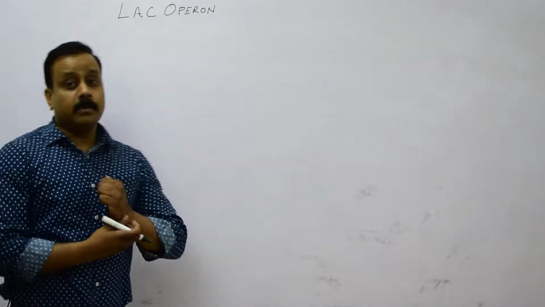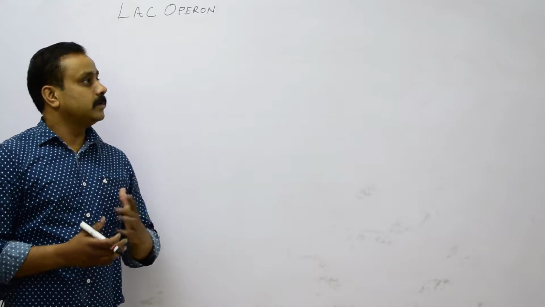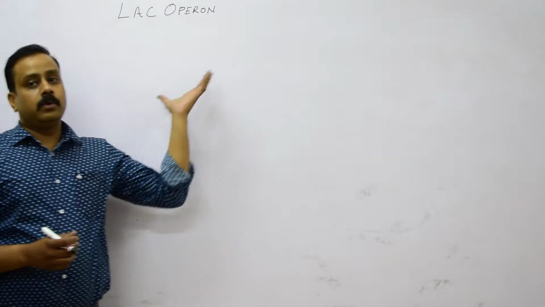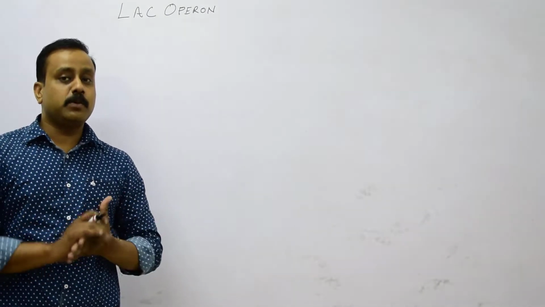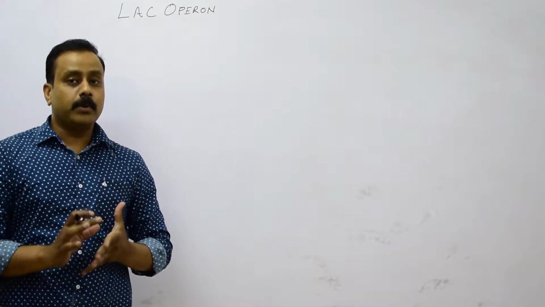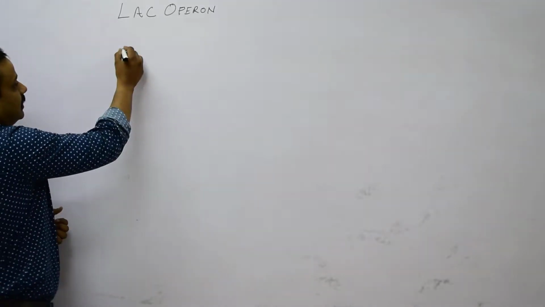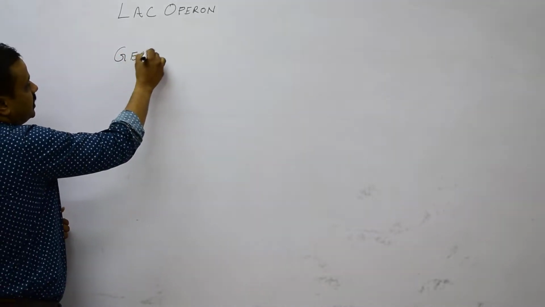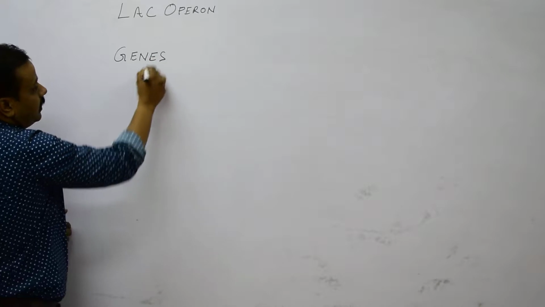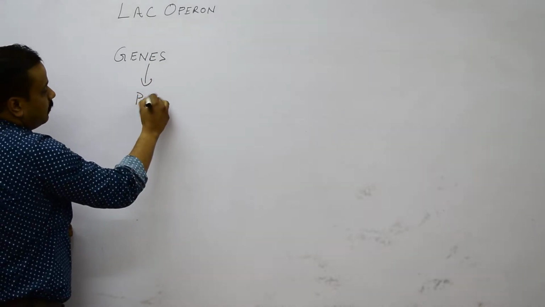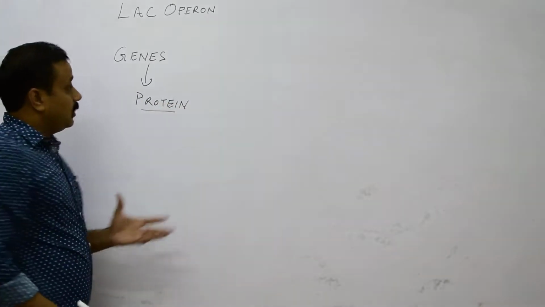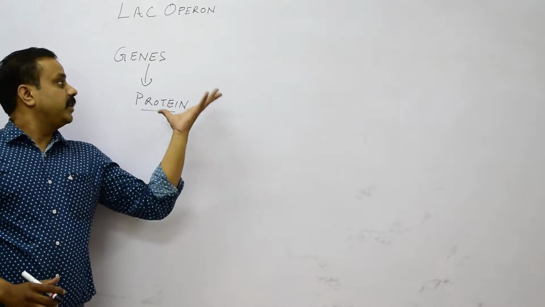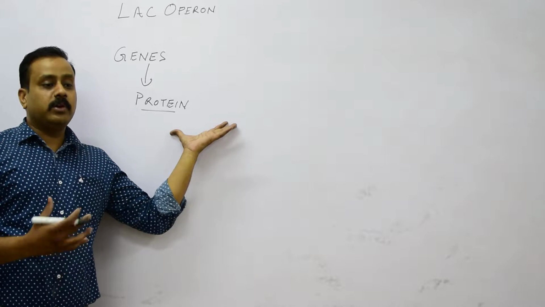Today we will study the Operon model. We know that genes are responsible for the formation of protein. We have discussed that every gene is responsible for the synthesis of protein. But all the genes are not functional all the time in the body of an organism.